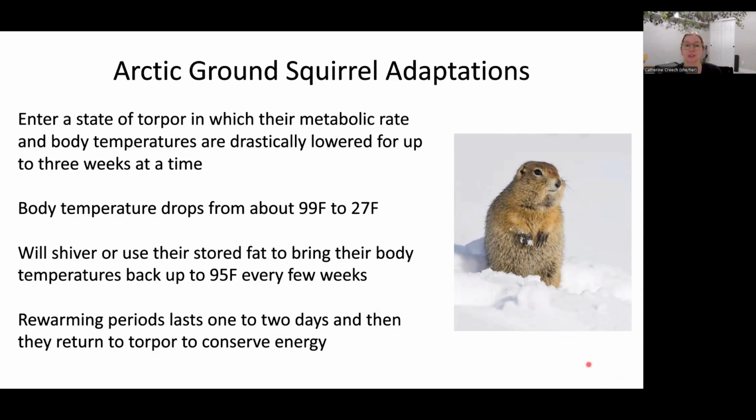So these ground squirrels enter torpor and their metabolic rate drops, their body temperature drops. They go from 99 degrees Fahrenheit to about 27 degrees Fahrenheit, which is below freezing, that's really cold, except they can't last like that. And so every few days, they're going to work up their body heat, they're going to shiver, they're going to use their fat reserves, and they're going to bring themselves back up to temperature. And then they're going to dip down for a few weeks. And then over 2 days, they'll bring themselves back up to temperature, and then they'll dip back down. And they're going to do this for several months at a time so that they can use fewer resources in the winter when it's really hard to find food.